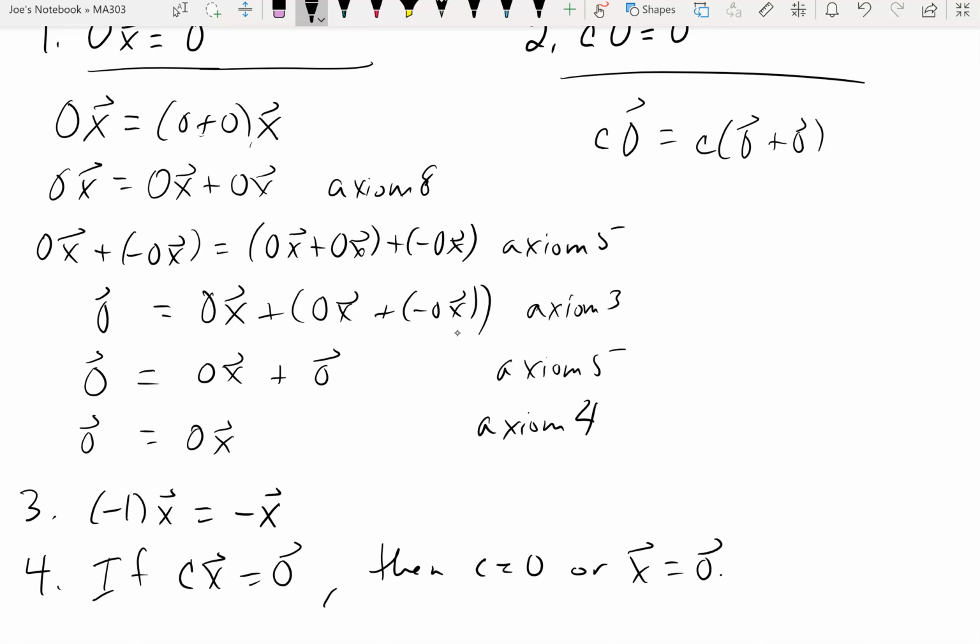Anyway, as far as proof techniques go, for this one, start with taking x plus the negative 1 times the x and see what happens. For this one, since you're trying to prove an either-or, assume that c is not 0 and show that x has to be 0. We'll talk about those next time as well as get into section 5.2.